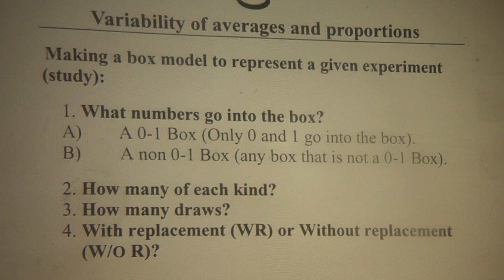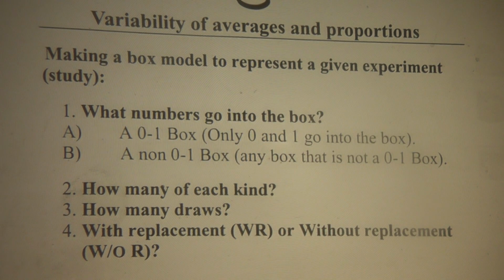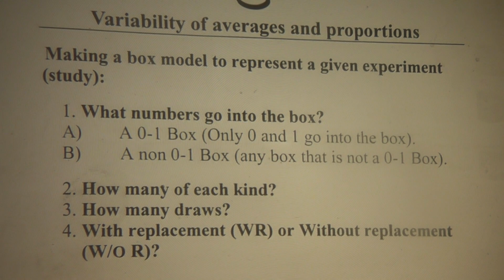When we make a box model, certain information should be well specified. First, we need to tell people what numbers go into the box. Actually, there are two different boxes. The first one is called a 0-1 box, and the second one is called a non-0-1 box. In a 0-1 box, only 0 and 1 go into the box.